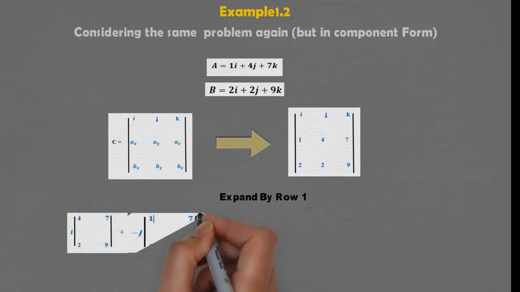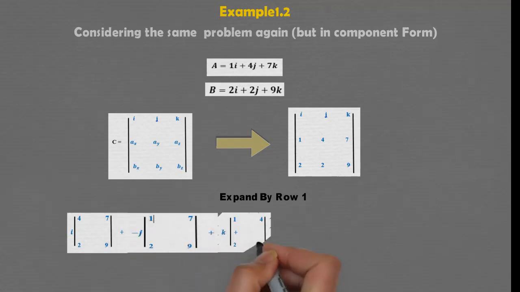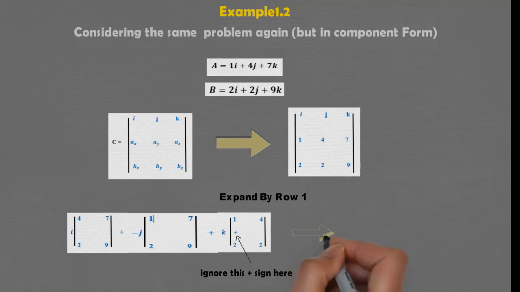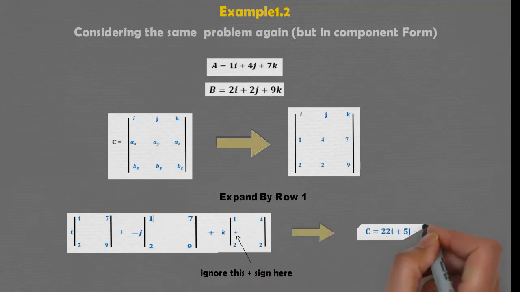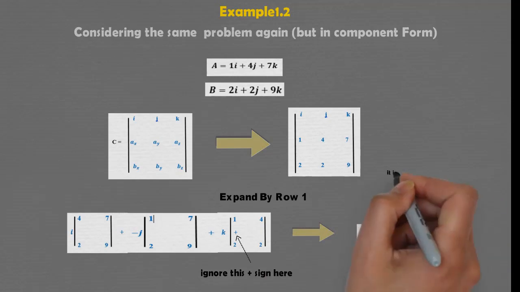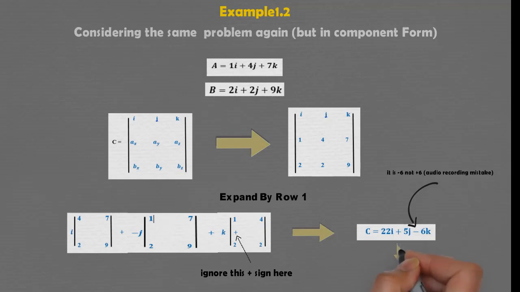So that's how you evaluate a determinant. Ignore this plus sign here. The cross product vector comes out to be C is equal to 22i plus 5j plus 6k. So its magnitude is 23.34, same as in method 1 because the same problem was solved using two methods.